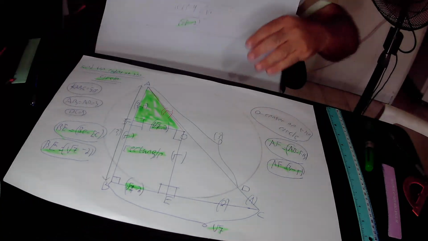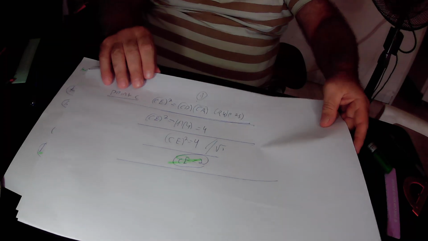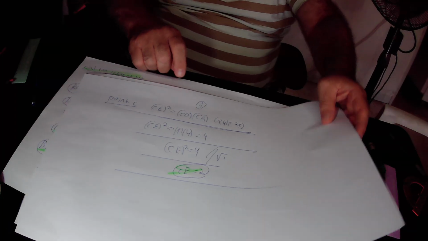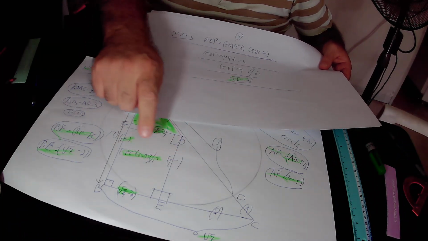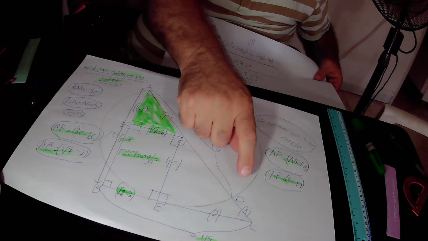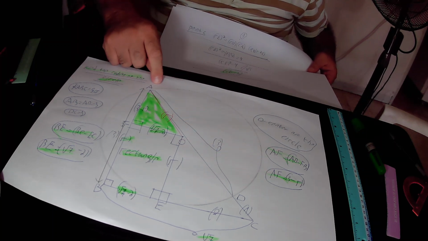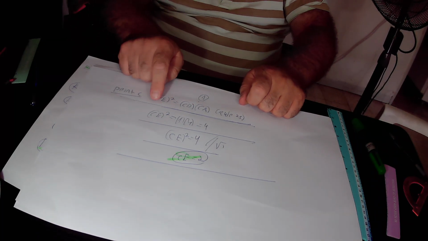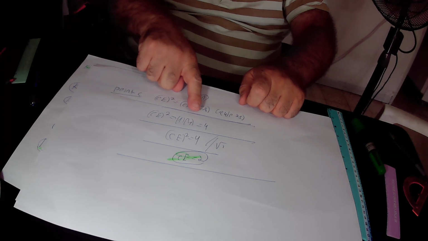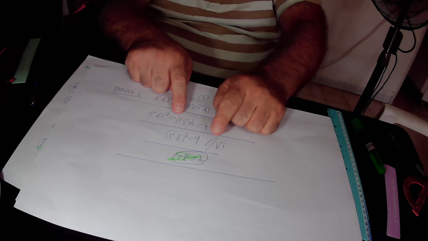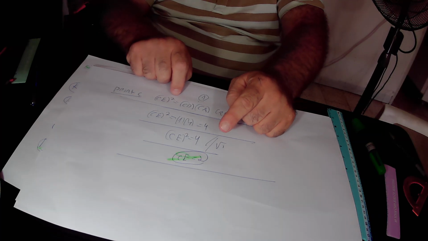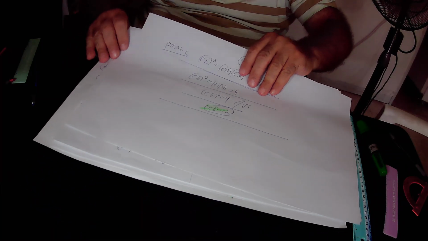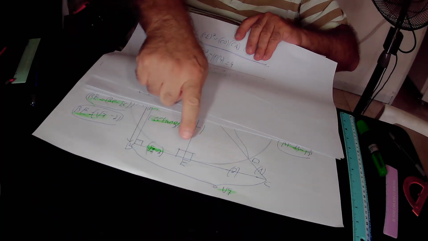Again, focusing on point C, CE squared equals CD times CA. CE is the missing side, so we limit it to CE. CD is 1, and CA in total equals 1 plus 3, that is 4. So CE squared equals 1 times 4, that is 4. Taking the square root, the length of tangent CE equals the square root of 4, that is 2 units.